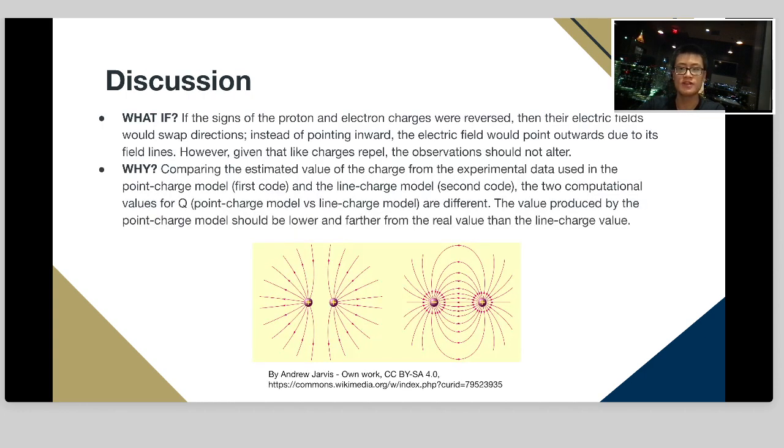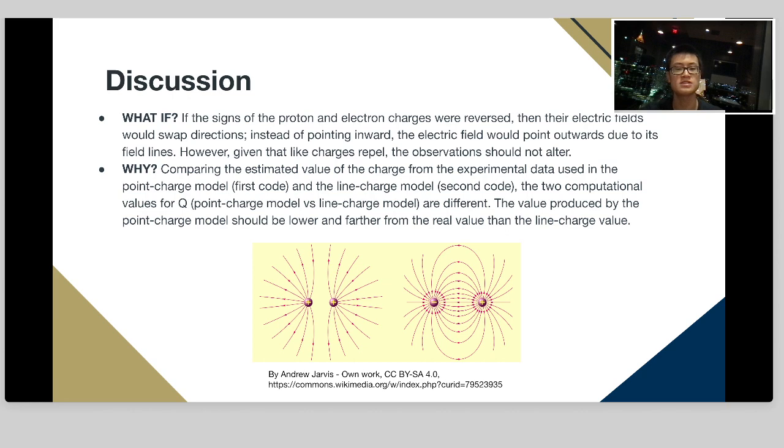Now, addressing the what if and why of the lab's experiment. Due to their respective field lines in accordance with Gauss's law, the line charge has a greater charge value and more closely reflects the true nature and morphology of the tape. For the what if question, if the signs of the proton and electron were reversed, then the electric fields would swap directions, and instead of pointing inward for the negative charge, electric field would point outwards due to its field lines. However, given that the like charges repel, the observations from this lab should not alter.